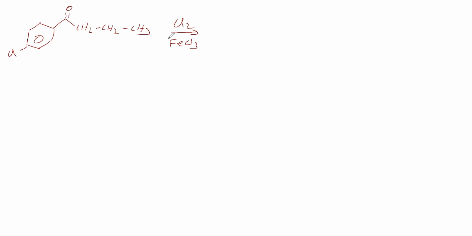Cl plus will go for an electrophilic reaction. The phenyl ring will go for electrophilic substitution, but not this propyl group. The propyl group will go for chlorination in the presence of sunlight or heat. If we give chlorine and FeCl3, the electrophile Cl plus will be generated and will attack the phenyl ring. So with this reagent, chlorination is possible for the phenyl ring but not for the propyl group.